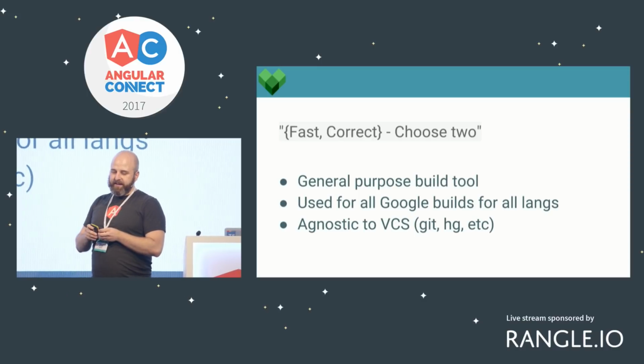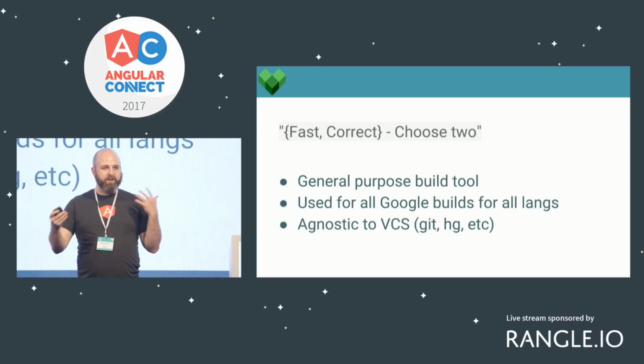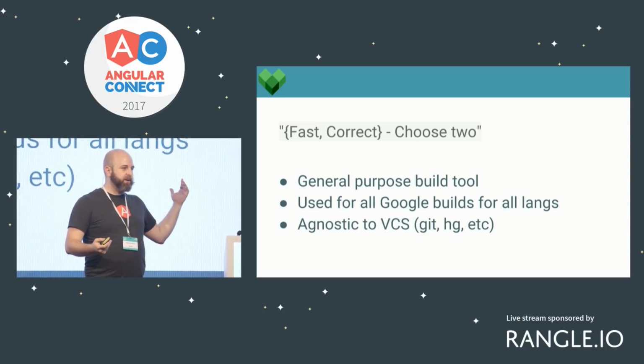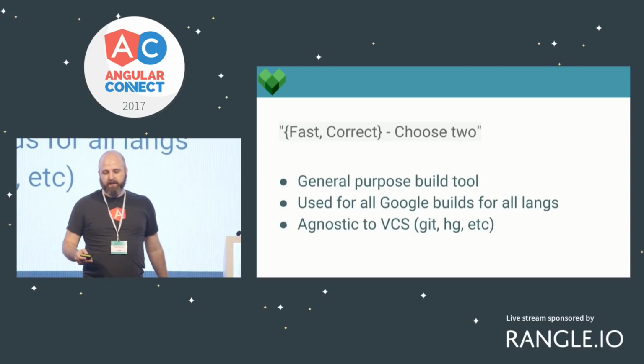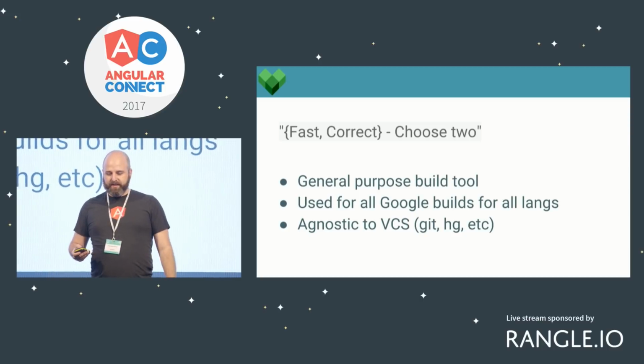This is its tagline: fast and correct, choose two. Remember that trade-off? You really don't want to make a trade-off. Another trade-off you really don't want to make is between fast and correct. You really want to be fast and correct. Bazel really tries to achieve that.